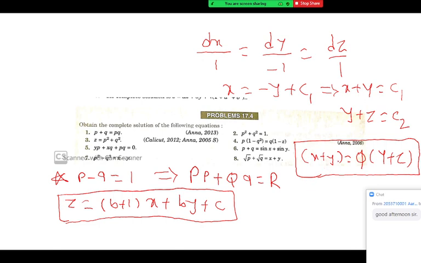I will say this solution contains one arbitrary function, and this solution contains two arbitrary constants. The important thing you should note down here is that many of the questions can be solved by more than one method. I will repeat my statement because it's important.